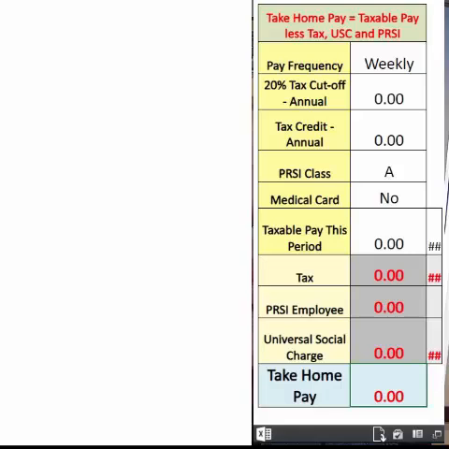In brief, this calculator will determine the income tax, universal social charge (USC), and pay-related social insurance (PRSI) that will be deducted from your gross taxable pay, based on the information you provide about your tax credits, standard rate cut-off point, your PRSI class, and whether or not you have a medical card. This calculator is a true reflection and will mirror what you see on your payslip.